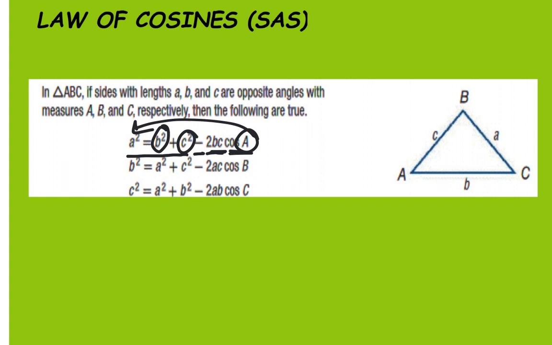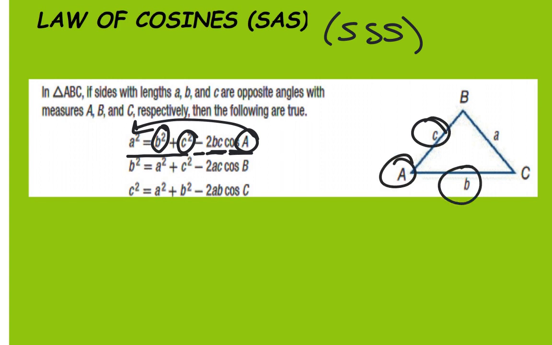Now, this is used for side angle side, or this is used for when you do not have a complete pair. Okay, this is also used for side, side, side. So you don't have a complete angle side pair. So side, angle, side, no complete pair.